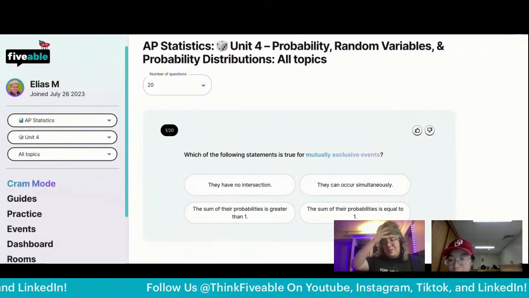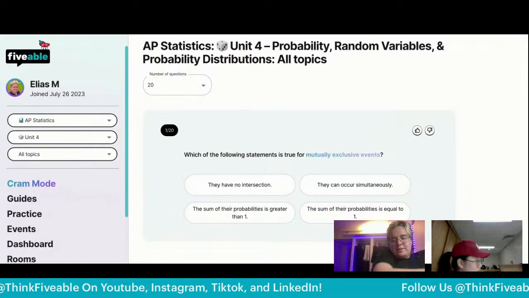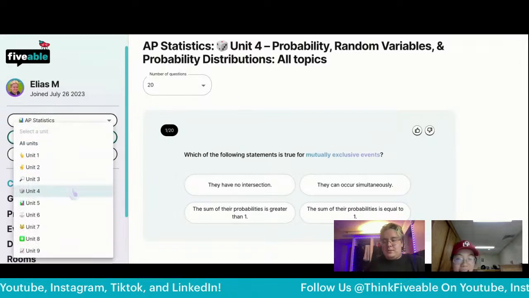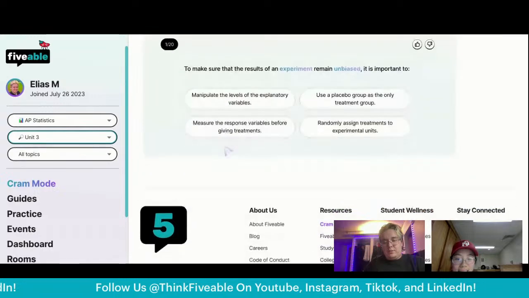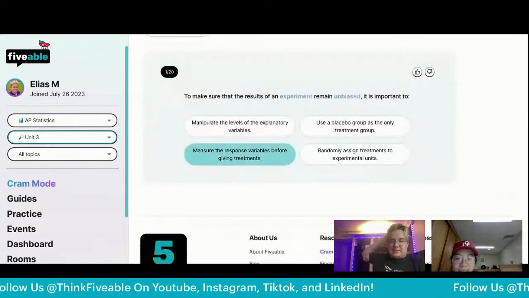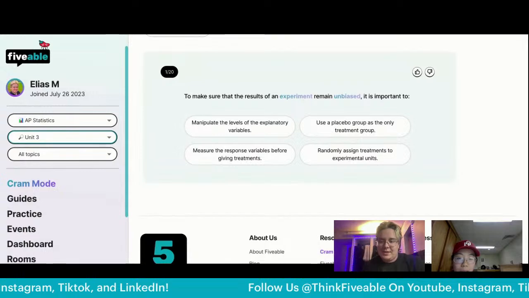Maybe you want to do a different unit so we get some other problems in? Yeah, let's throw in, let's do a nice little bit of unit 3. Nice little bit of that. Collecting data. Yes. This one is slightly more my forte.